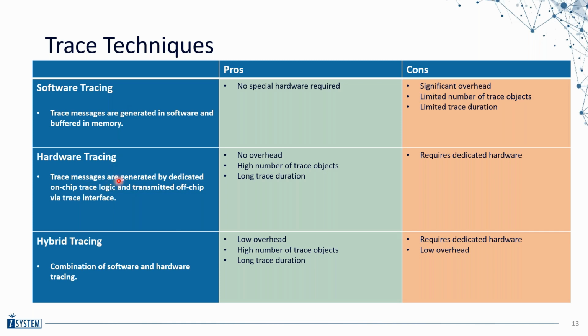And now it gets a little bit tricky. There's also what's called hybrid tracing. Hybrid tracing is really a combination of the two. Why would we want to do hybrid tracing? Well, for example, there are certain microcontroller architectures that don't have full hardware trace capabilities, that don't have full program and data trace, and we will talk about what that means in a second.